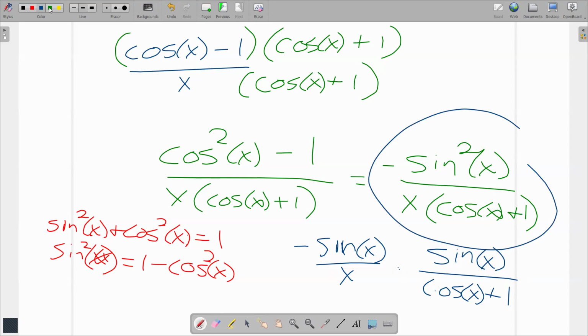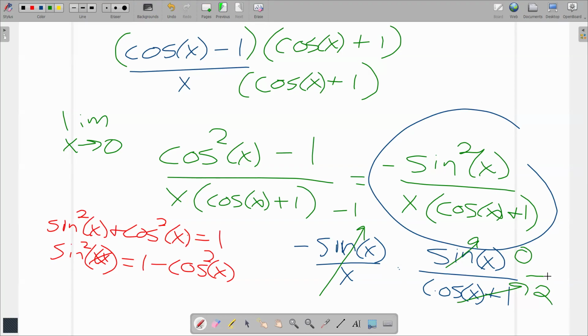Now this fraction right here, if we take the limit as x goes to 0, is going to go to negative 1 because of the negative in front. What's happening to my other fraction? What's the sine at 0? 0. Sine of 0 is 0. What's the cosine at 0? 1. So my denominator is going to go to 1 plus 1, or 2. So my answer is negative 1 times 0 over 2, which is 0.